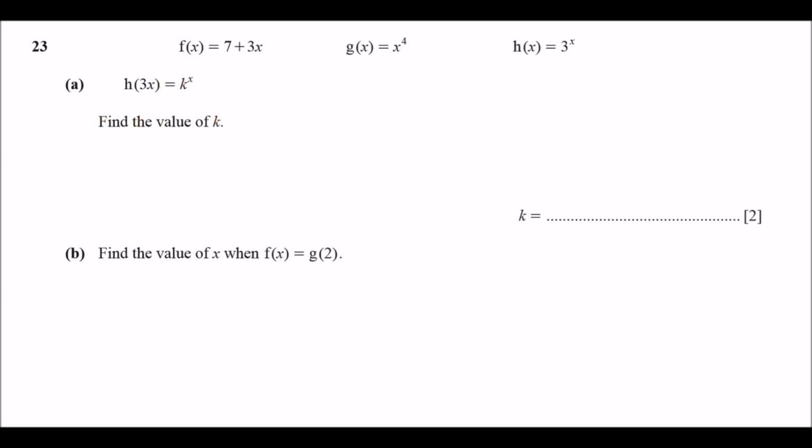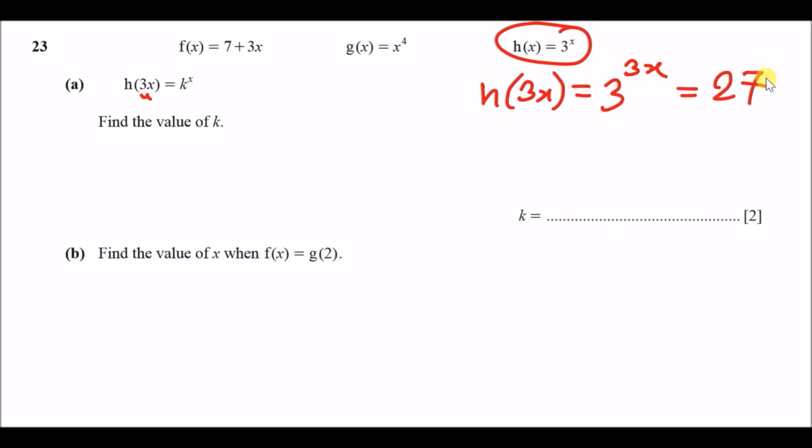Find the value k. Now in this scenario, let's just highlight h(x). It tells us that when you replace x with 3x, so you have h(3x), this means that the x value is now 3x. So it'll be 3 to the power of 3x. And to make this look more clear, 3 to the power of 3 is 27, so we've got 27 to the power of x. Now, in order to find the value k, we just look at both of these. This is k to the power x, 27 to the power x. So that means k must clearly be 27.